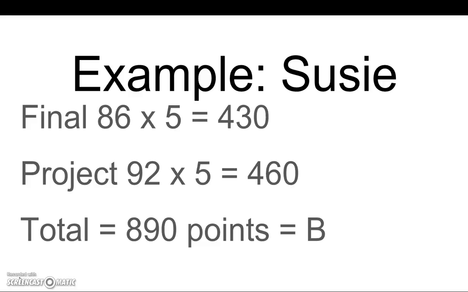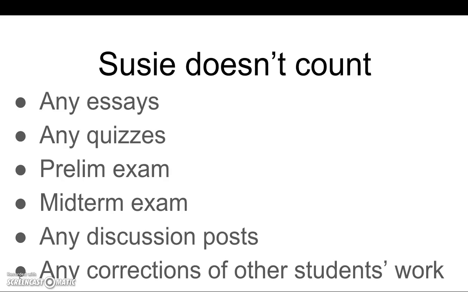So in essence, she's counting just her final exam and her project because those are the two things on which she did the best. She gets a total of 890 points for a B for the semester. Susie doesn't count any essays, quizzes, preliminary exam, midterm exam, any discussion posts, or any corrections of other students' work. Now, if she had done better on any of these components than she did on, say, the final exam, we would have counted those things and counted the final exam a little bit less.